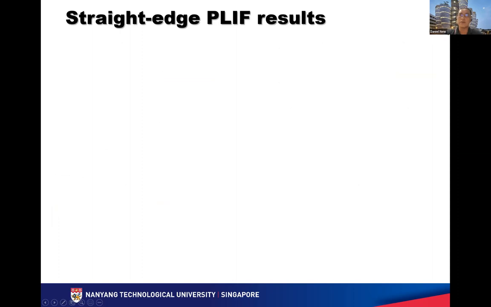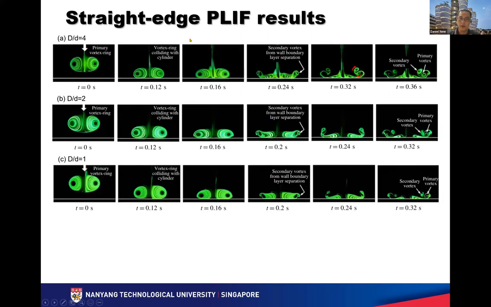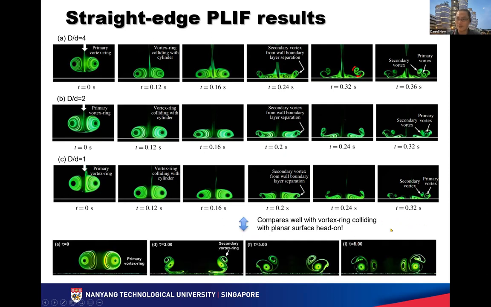Now at this point, some of you might be wondering, we've seen the flow visualization along the convex surface, so how about the other direction, along the straight edge of the cylinder? What's actually happening there? Over here is the flow visualization taken along the straight edge during the collision process. But if we inspect this time sequence of images carefully, one thing that really struck us was, hang on, it looks very much like a vortex ring colliding with a planar surface head on.